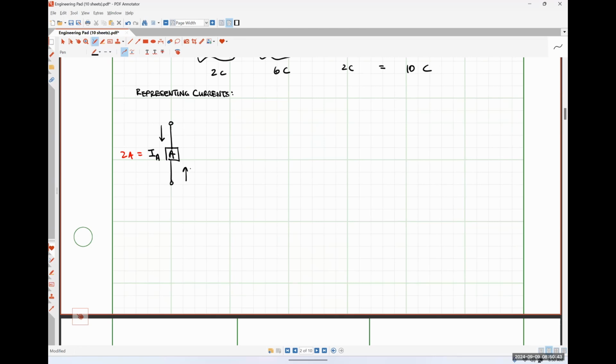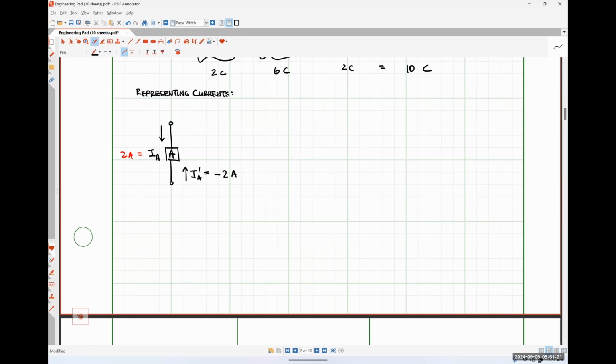So if I had a current of IA prime direction up, what would the value of that current be? Say it louder, Ashley. -2. So if I'm ever dealing with a negative current that I want to make positive, I just swap the direction of the arrow, and that gets rid of the negative sign. So that's how we represent currents.